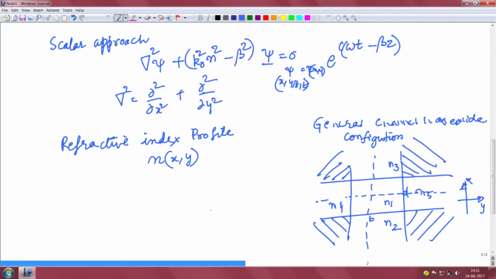So, in region 1, I will use some other color, you can express it as psi 1 of x comma y. I am assuming the refractive index to be constant in each of these regions, even though it is different across the regions; it is a step index channel waveguide.